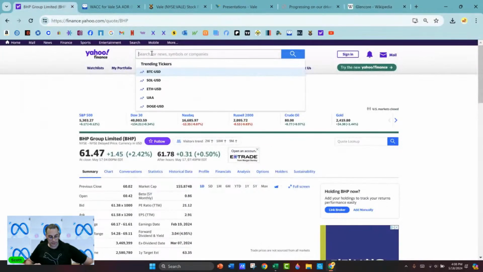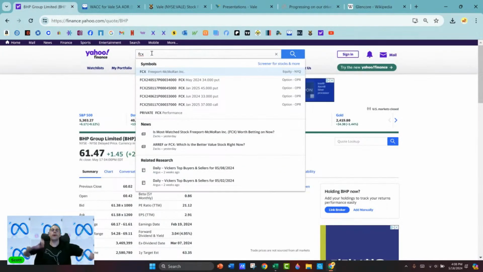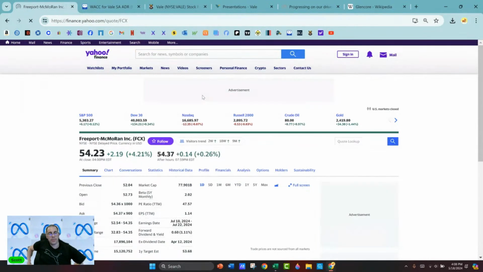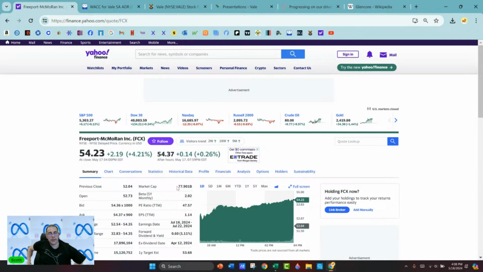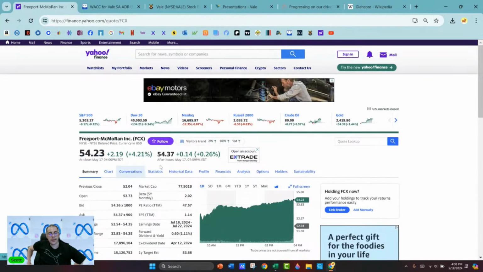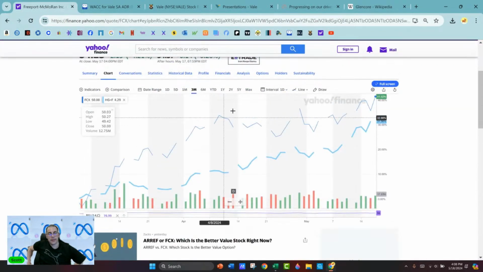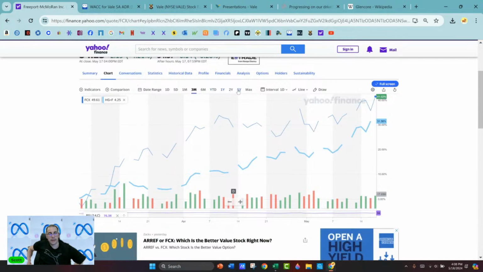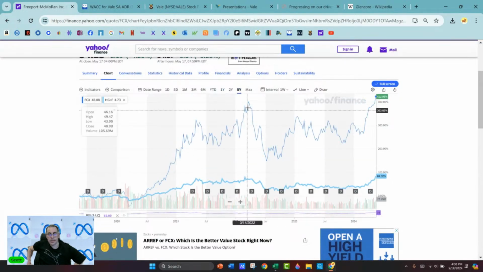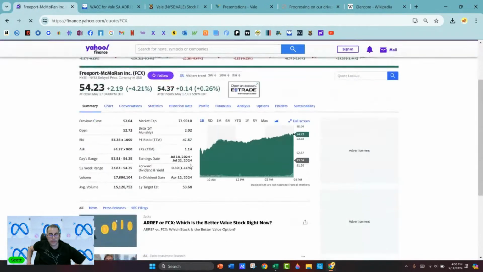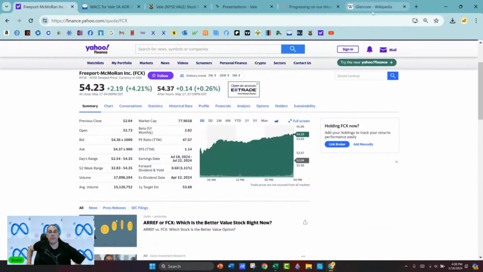FCX. That's Freeport. Yes, that's what I was trying to think of earlier. Freeport McMoRan. That's a good stock. Look at that stock. It's up 400% in 5 years. And it pays a dividend. A 1% dividend, but it's up 400%.